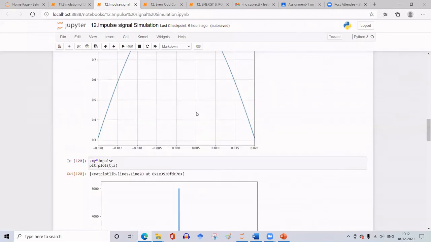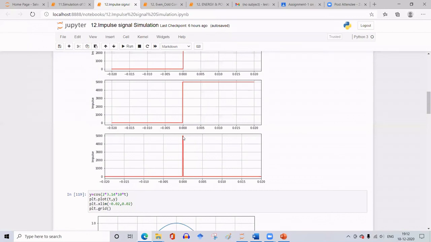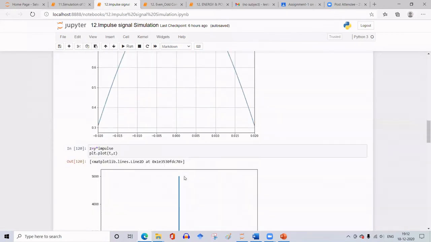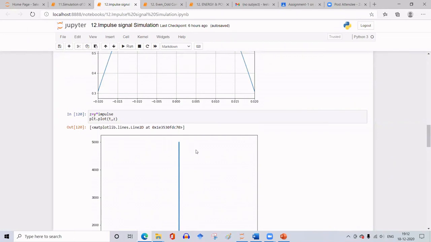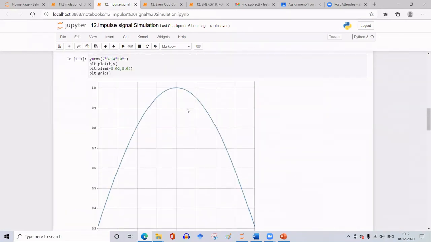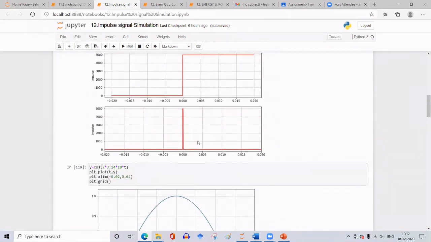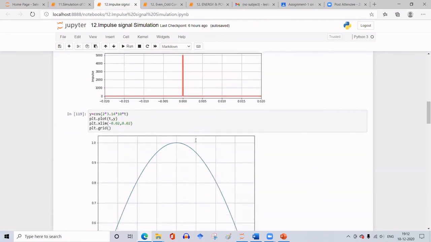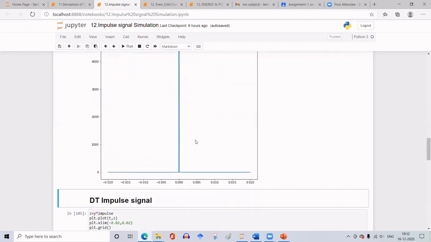But for all our purposes, we take this height as equal to 1 because we make this width equal to 0. So when you multiply this cos signal by that, we will get 1 here instead of this 5000. This 5000 we are getting because the definition of the impulse is applied here to generate the impulse signal. Any doubts? No? We'll proceed to discrete time impulse.